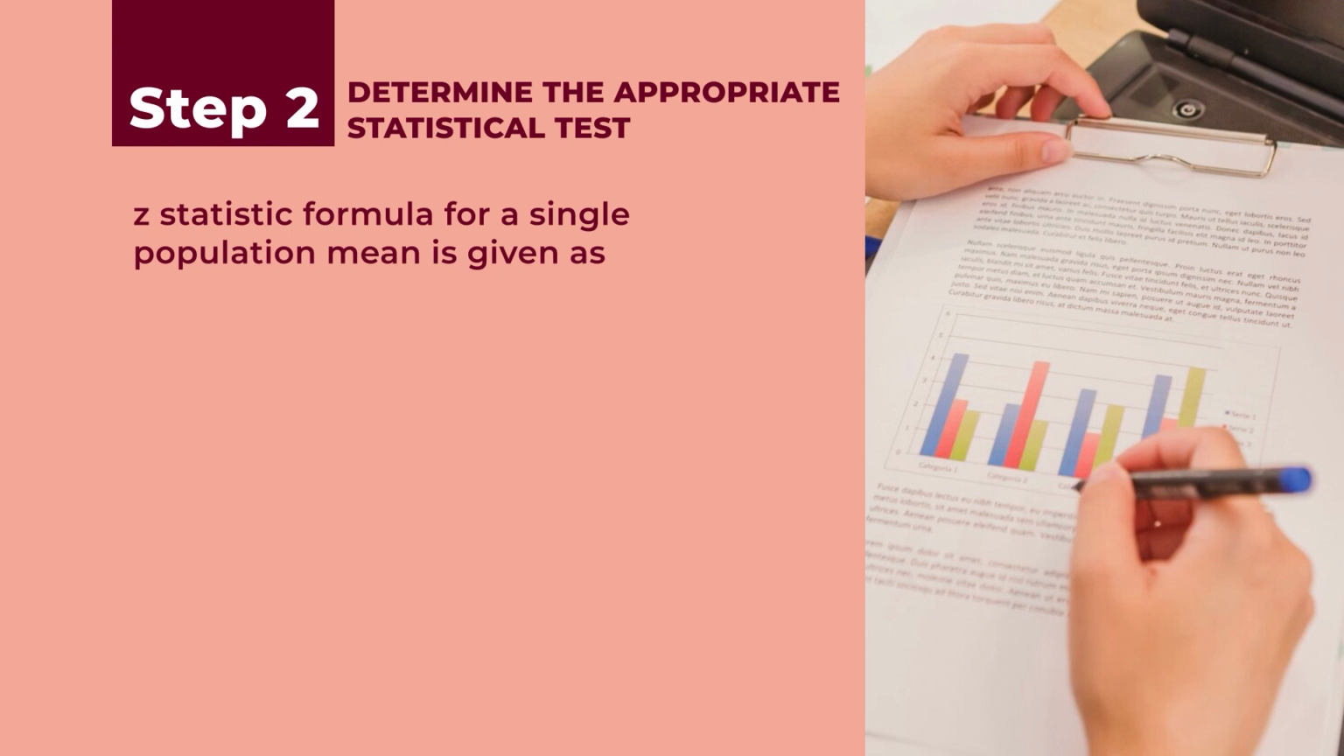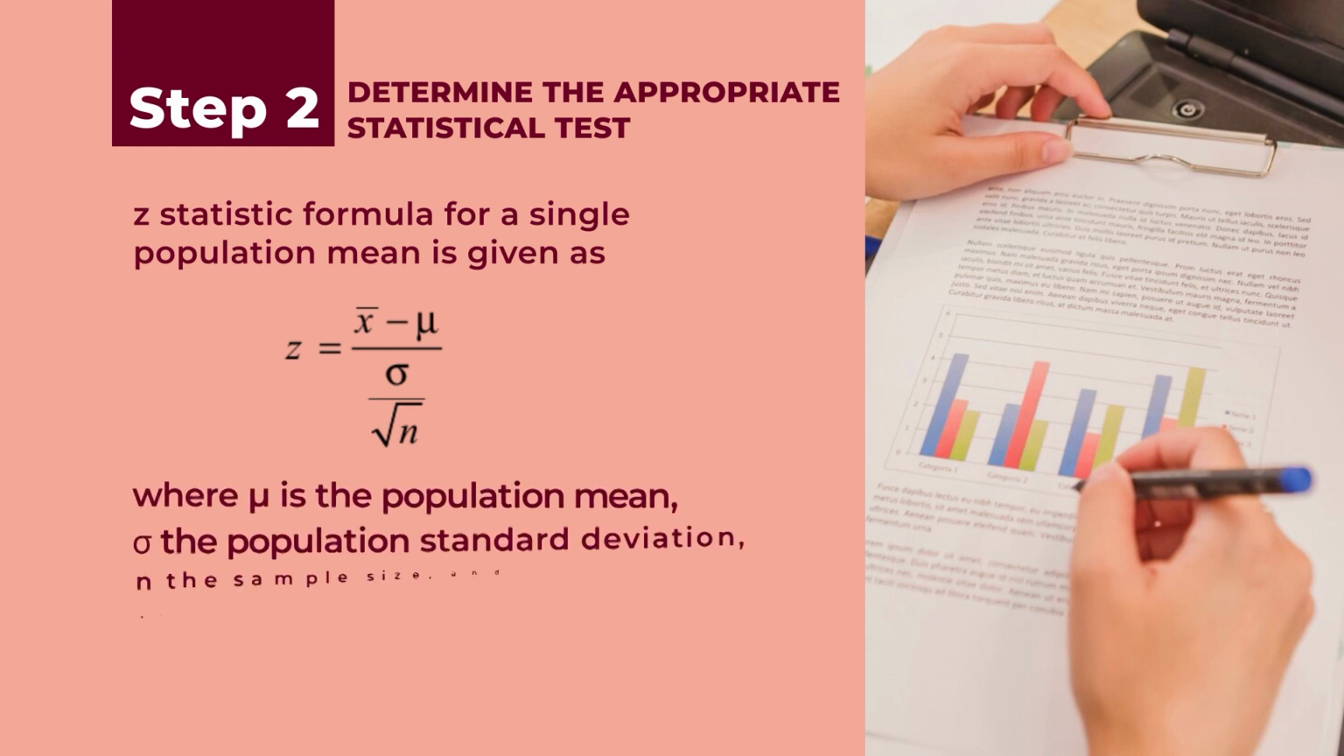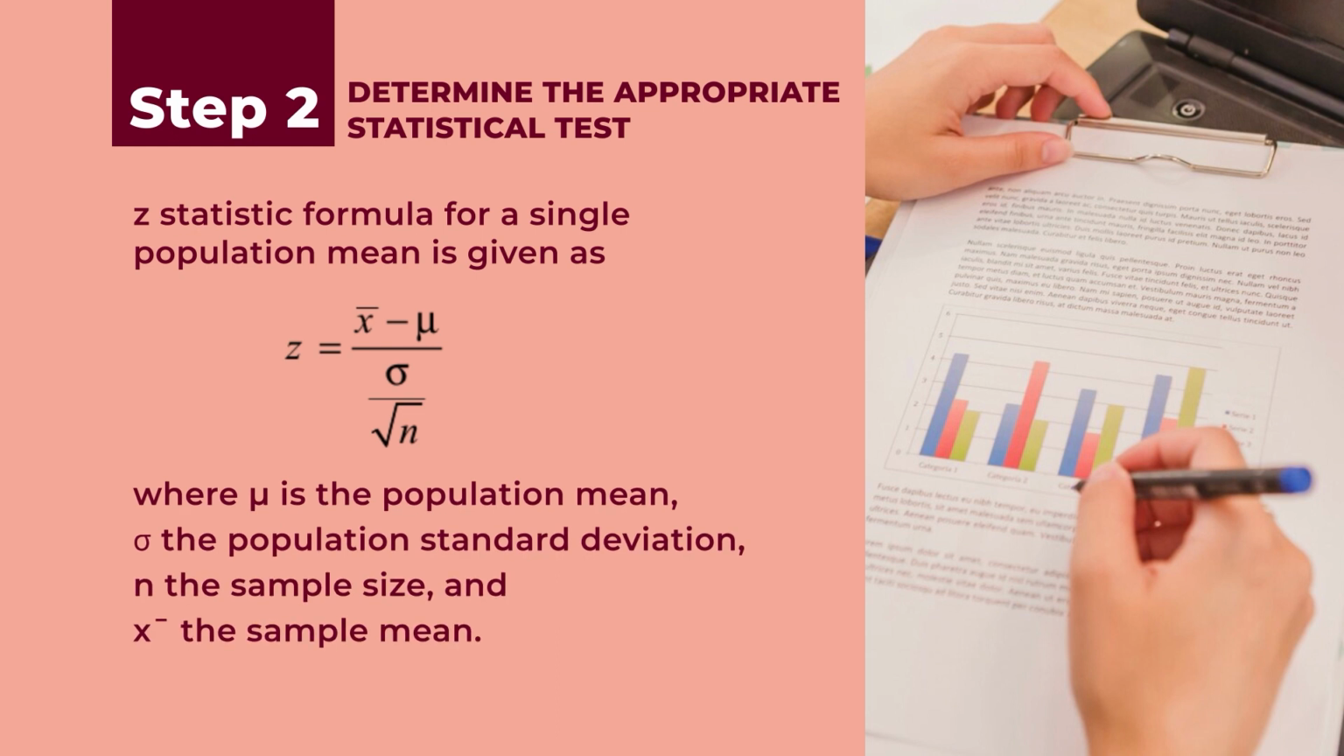We have seen that the formula for the Z statistic is Z equal to x bar minus mu divided by sigma divided by square root of n, where mu is the population mean, sigma is the population standard deviation, n is the sample size, and x bar is the sample mean.